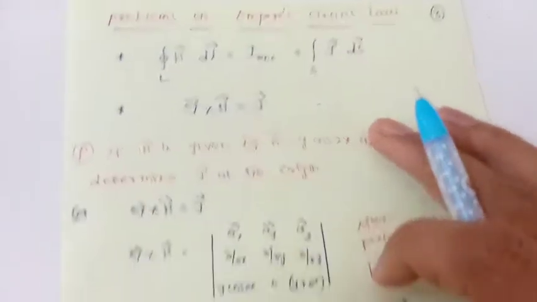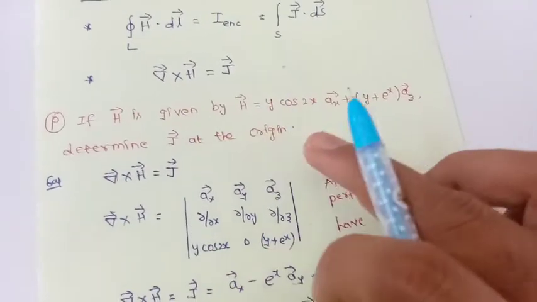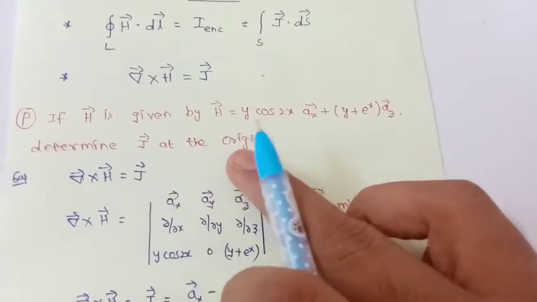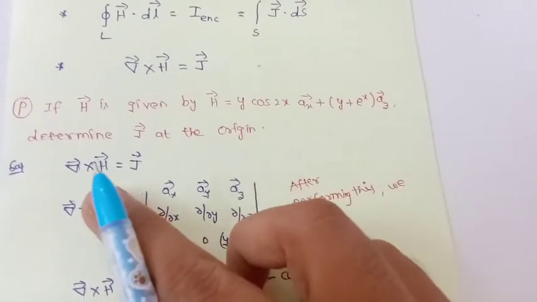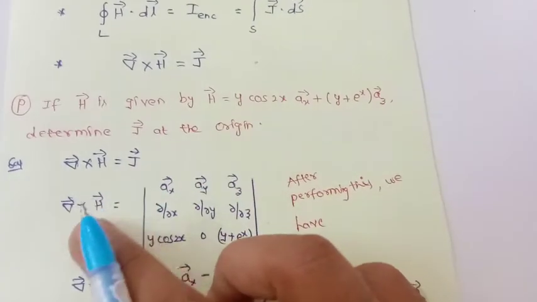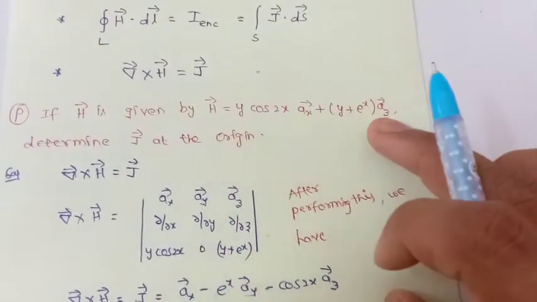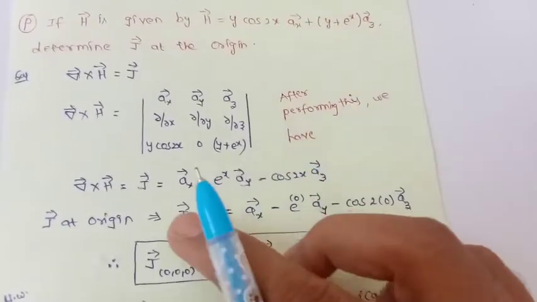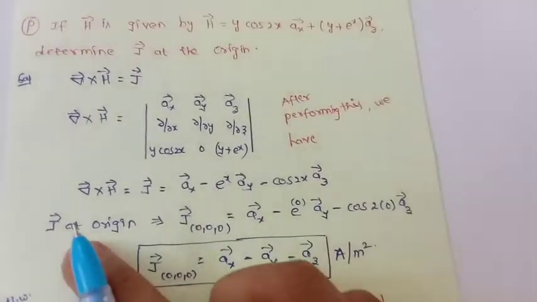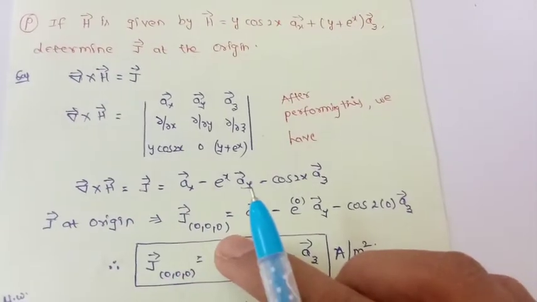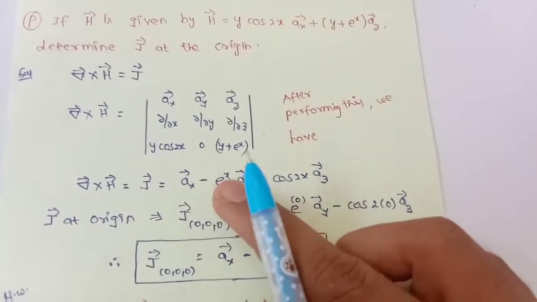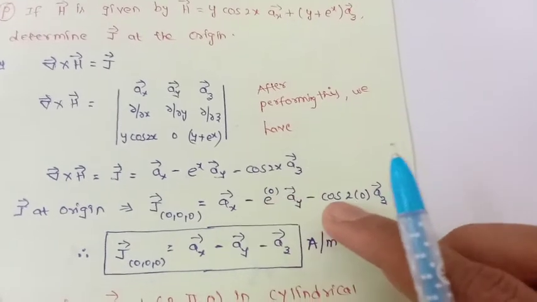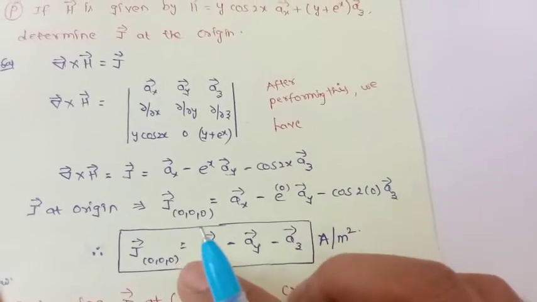Is it clear? Now observe that if H is given by this value, we have to determine J. This is what? Current density. Where? At the origin. Remember, at the origin. We know that del cross H is equal to J. Since it is in the Cartesian coordinate system, I have used the Cartesian coordinate system formula. After performing this, we have J̄ as this value. Then we have to find J̄ at the origin. Therefore, I have to substitute 0 in the place of x, y, z. Anything to the power of 0 becomes 1, cos 0 becomes 1. Then this is the current density at the origin.